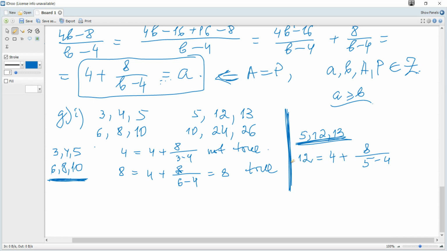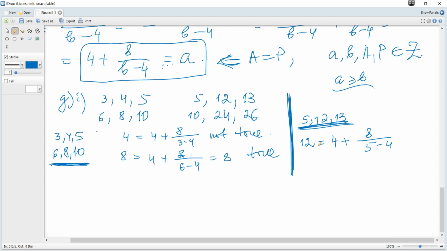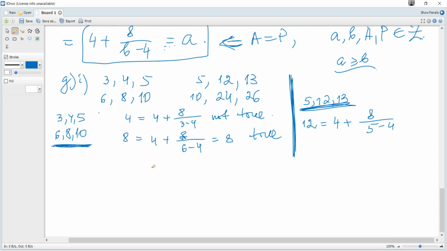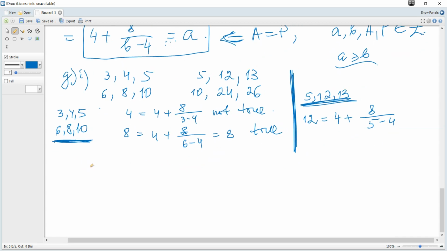So I read again, using the result from part F, otherwise determine the three side lengths of the only two right angled triangles for which a, b, and the hypotenuse are integers. Yes, so the answer is 6, 8, 10 or 5, 12, 13 possible right angled triangles.